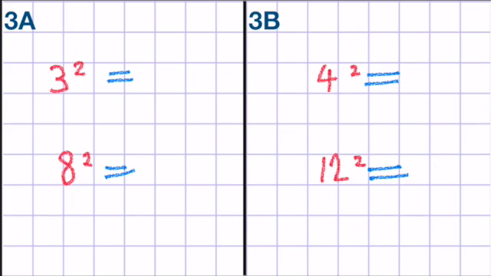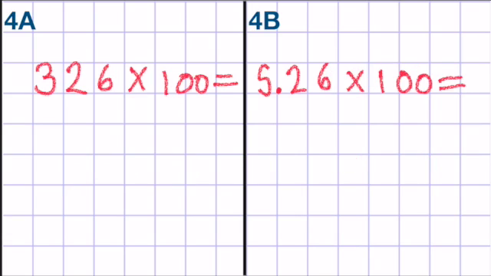Now I'd like you to find the square for each of these. Press pause. Okay, so 3 squared is 9. 8 squared is 64. 4 squared is 16. And 12 squared is 144.